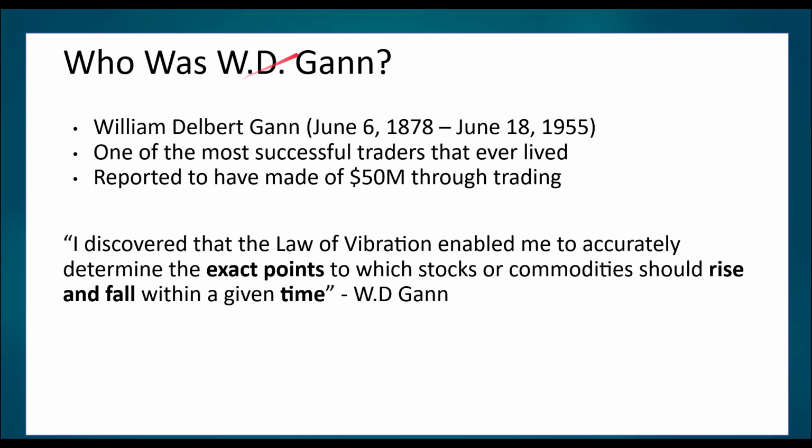So his name was WD Gann. He's commonly referred to as WD Gann, and his full name is William Delbert Gann. He was born in 1878. He passed away in 1955, and he's reported to be one of the most successful traders that has ever lived. And if we look at some of the available broker records for his trading, it's estimated that he had made over $50 million in his trading career. And that's in the early to mid 1900s. And that money converted to today's dollars is around $500 million. That's $500 million. And that's just absolutely crazy for a single man to have accomplished a feat like this.